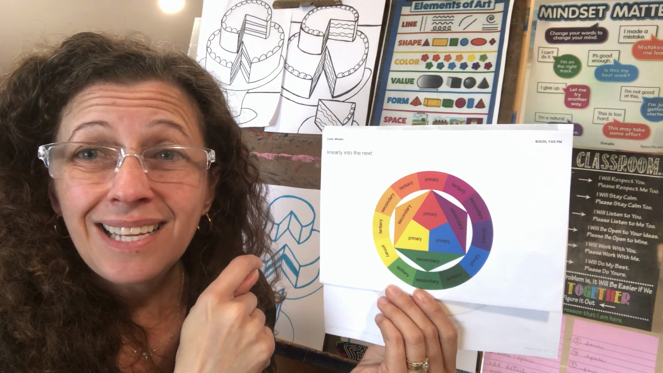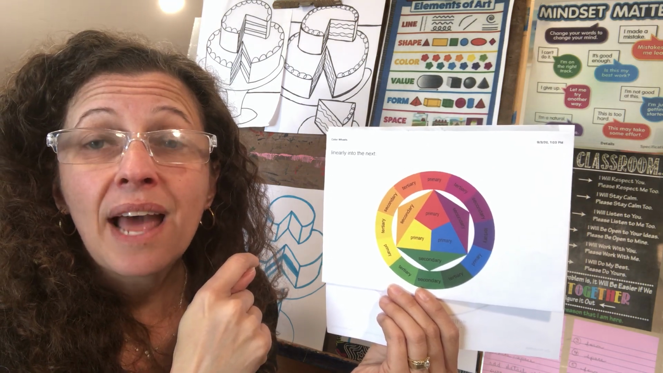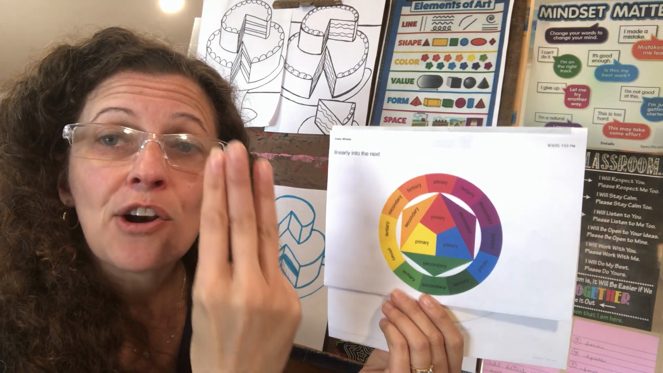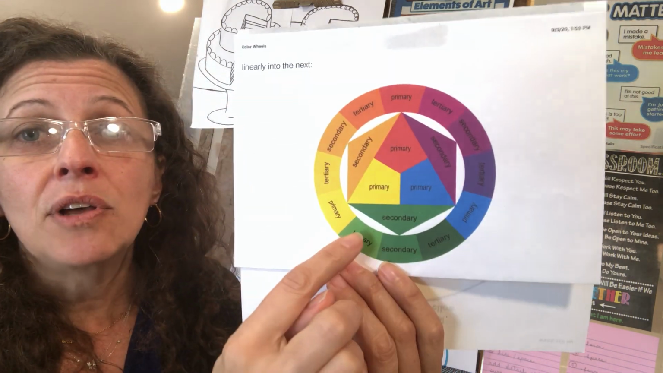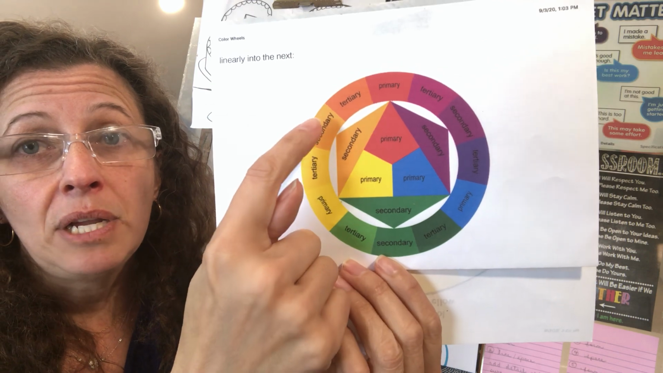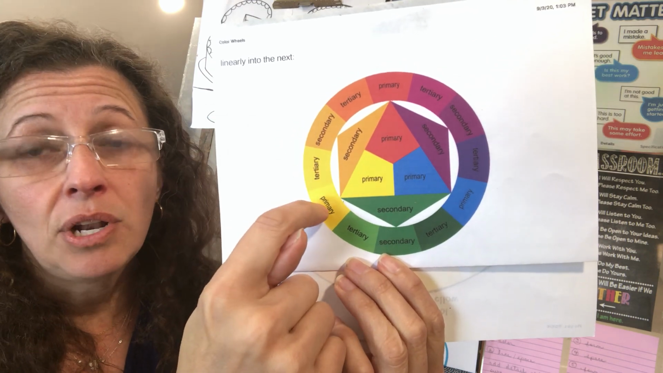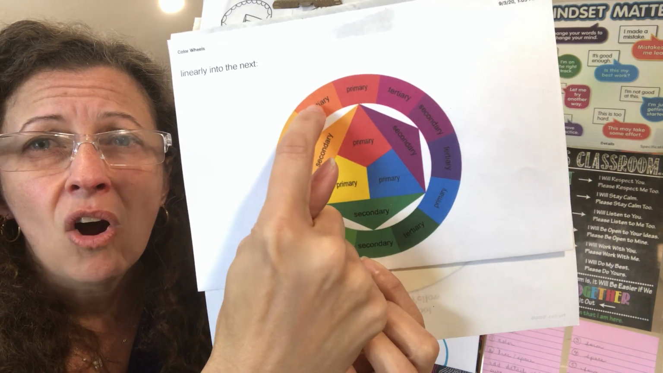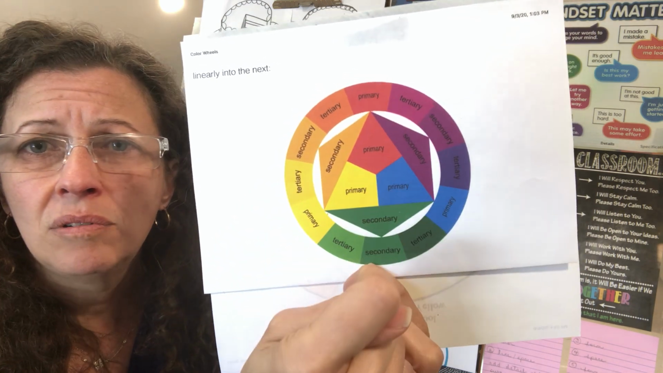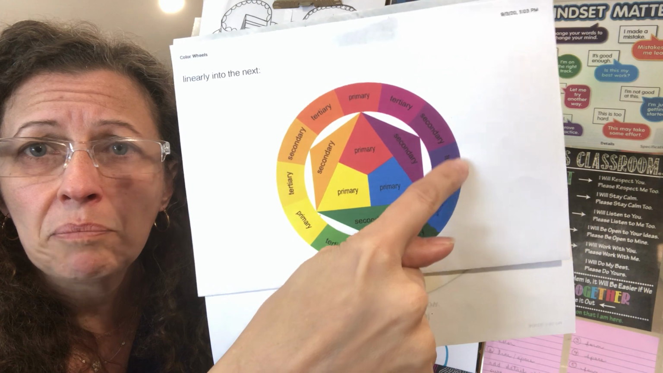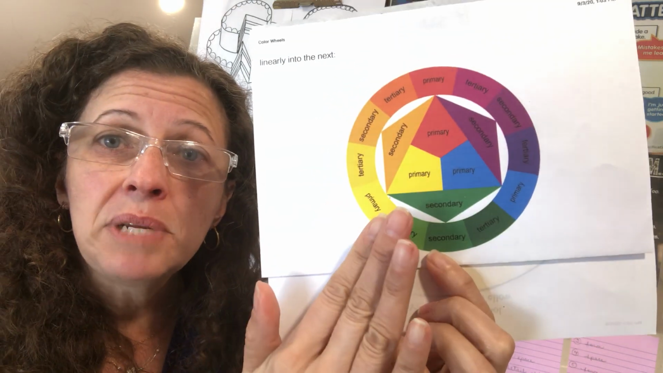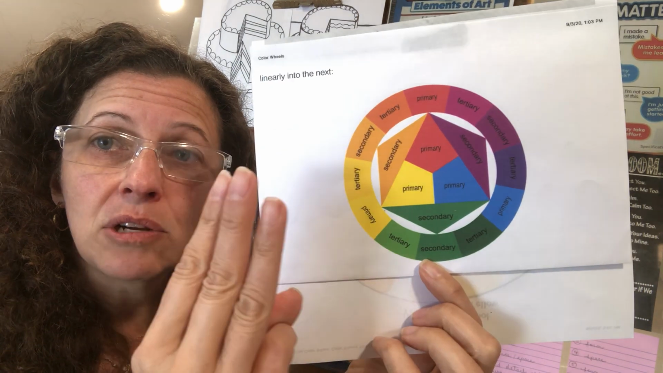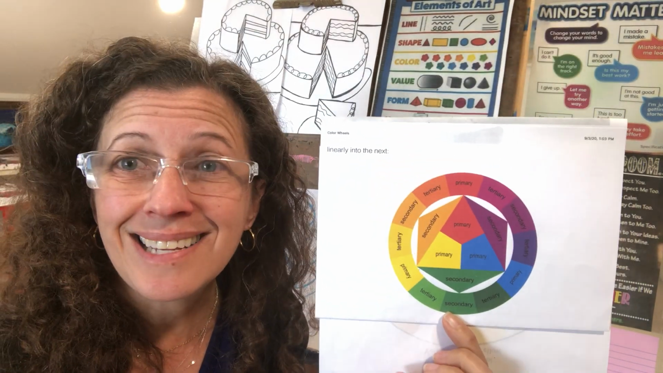And then finally, there are the analogous colors. And the analogous colors are three colors that are next to one another on the color wheel. So that could be orange, yellow, another yellow. It could be yellow, green, green. It could be orange, a red, and a purple. Could be green, blue, and purple, right? It just means they have to be next to one another on this wheel. Three colors. Those are analogous.